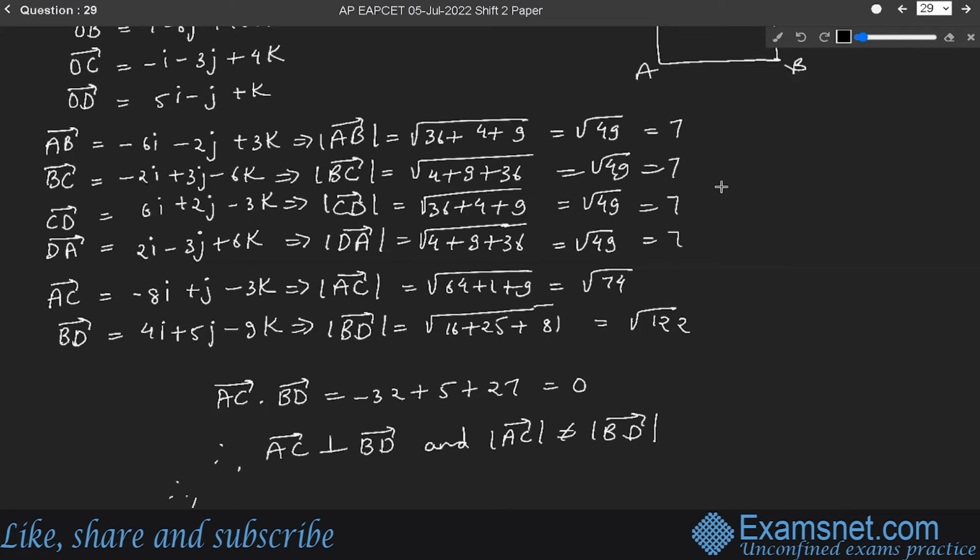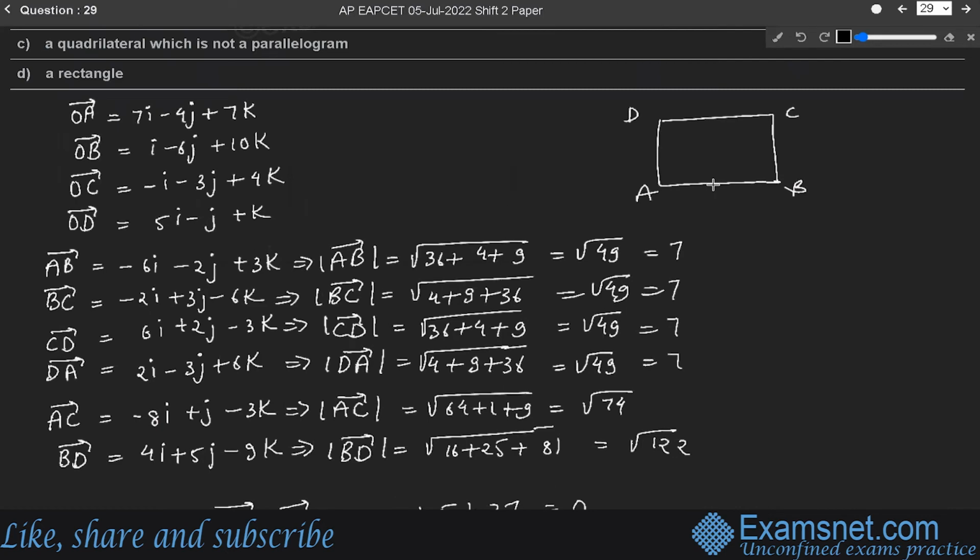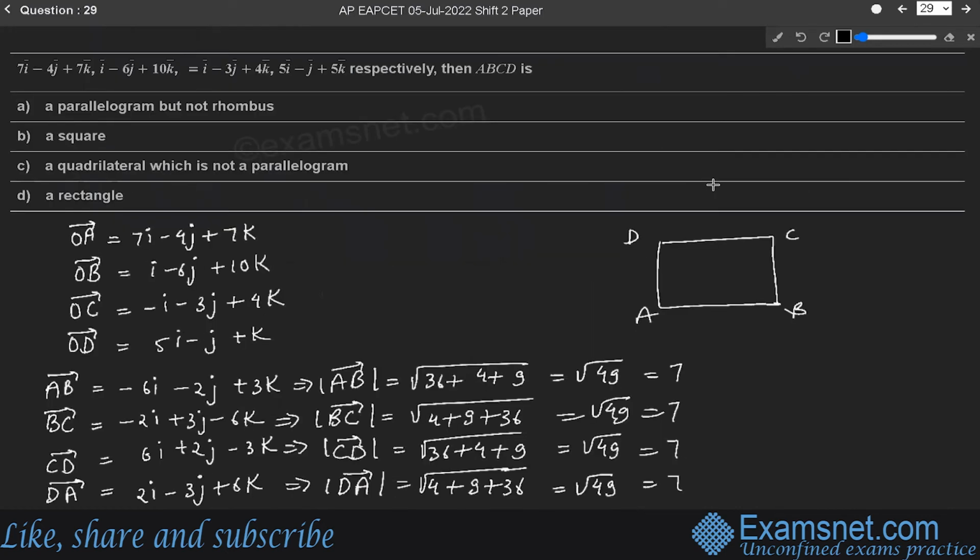And we know that modulus of AB vector is equal to modulus of BC vector is equal to modulus of CD vector is equal to modulus of DA vector. It means that the given figure is not a parallelogram, but it is a quadrilateral. Therefore, we can say that ABCD is a quadrilateral, which is not a parallelogram, which is option number C here. So the correct option is option number C.